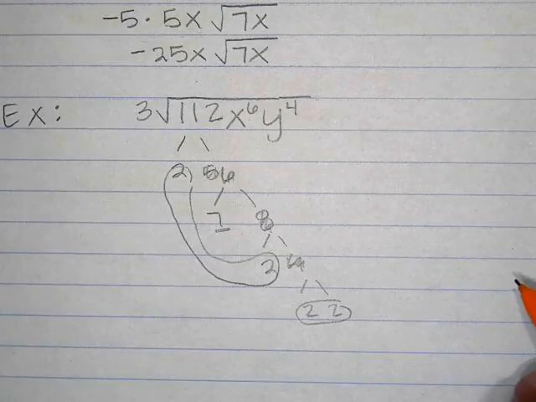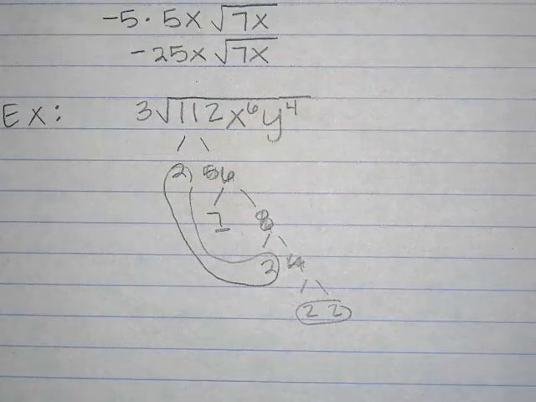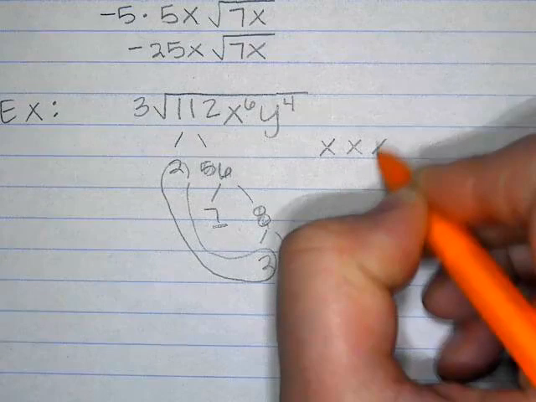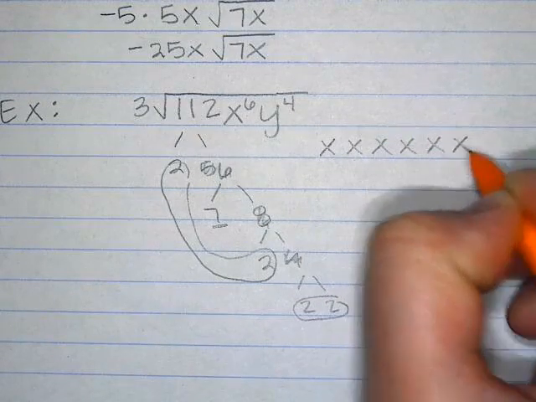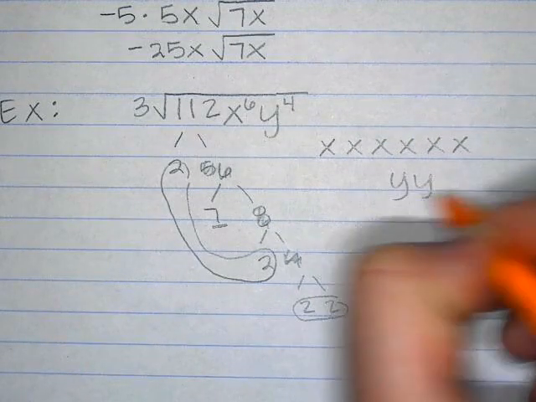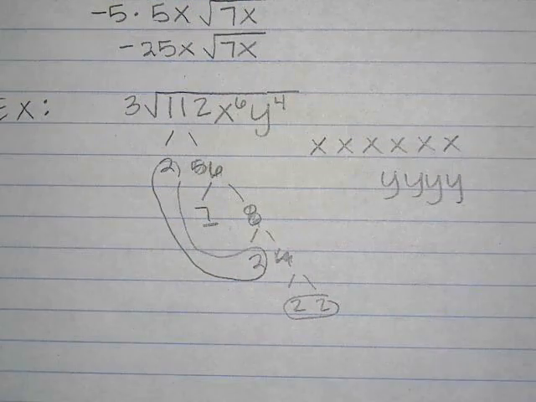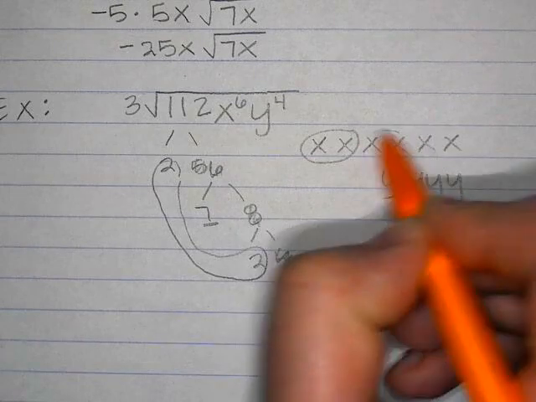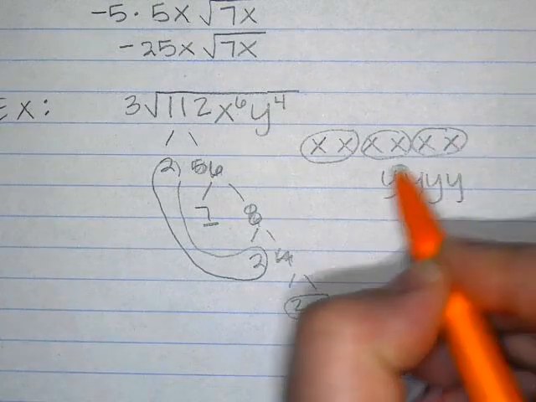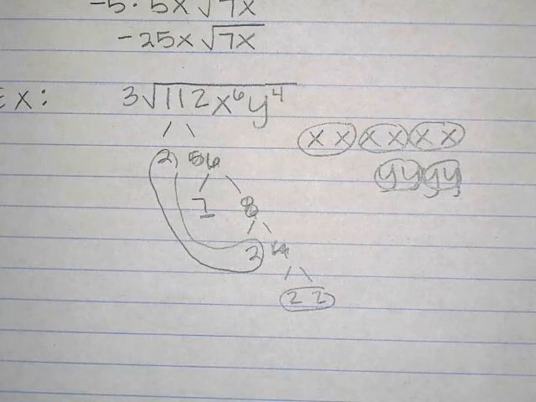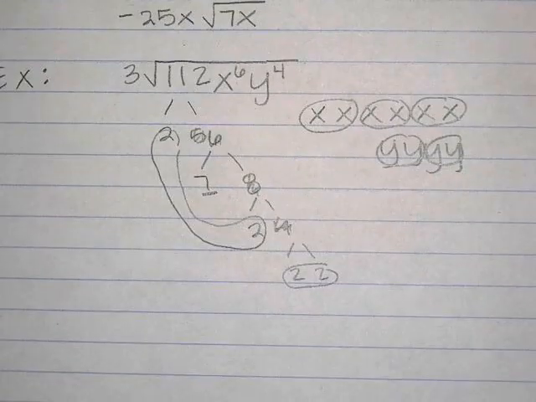You gotta do the x's. So 1, 2, 3, 4, 5, 6. 1, 2, 3, 4. Okay, and then what should I do? Circle your pairs. Okay. Oh, gosh darn, so 7 goes on the inside.